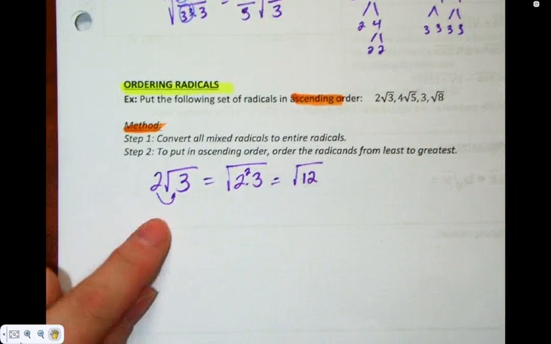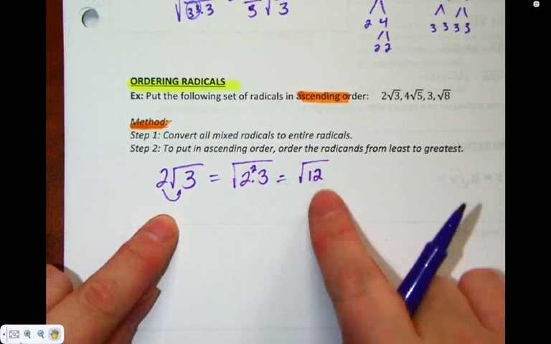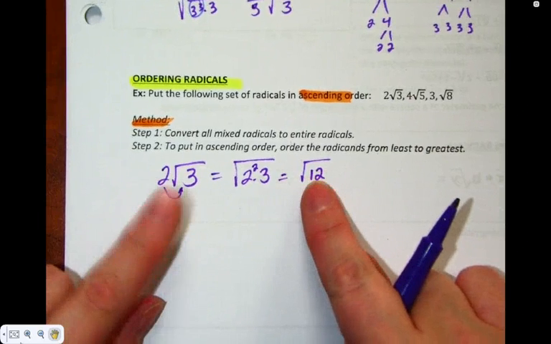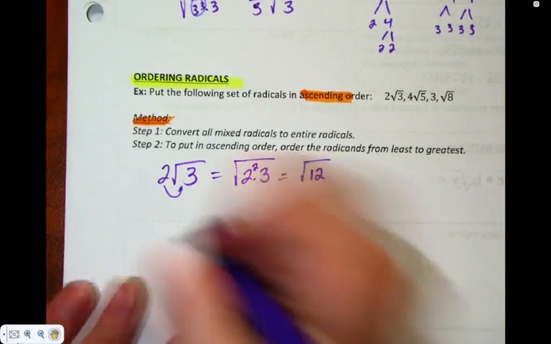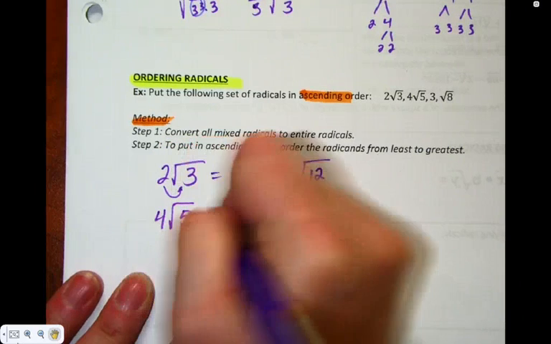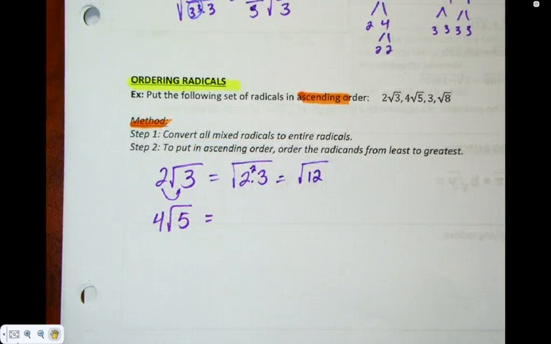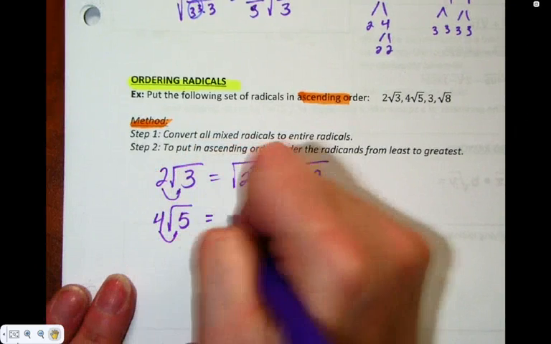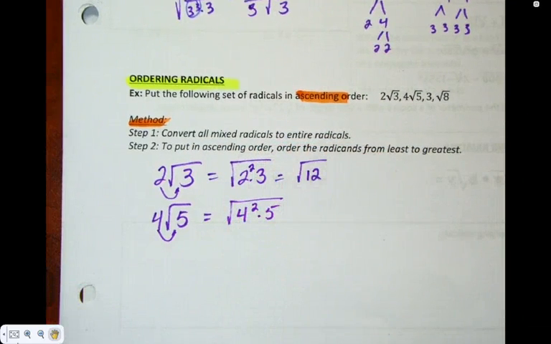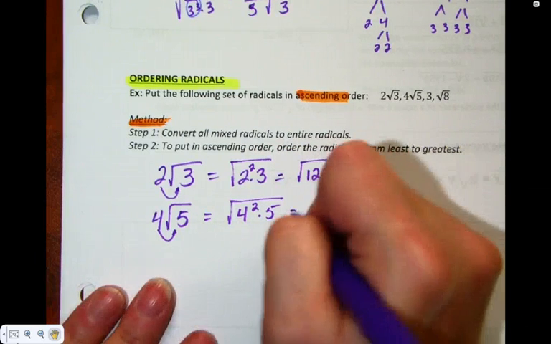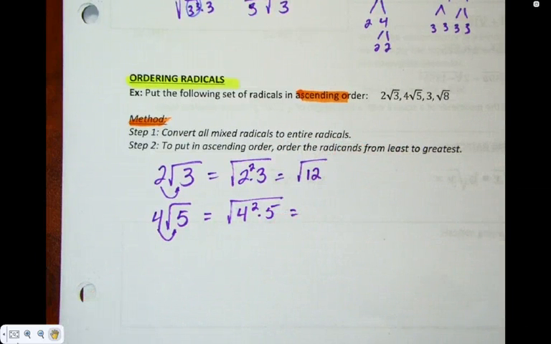If you were to put 2 times root 3 in your calculator and you were to put root 12 in your calculator, they're the exact same number. I have not changed their value, I've just made them look different. Then we're going to do 4 root 5. And so the 4 is going to go underneath. I'm going to give it the exponent of 2 that would have canceled when I pulled it out front. And now I'm just going to simplify: what is 4 squared? And what's 16 times 5? If you're not sure, do 10 times 5 and 6 times 5, and then smush them back together.